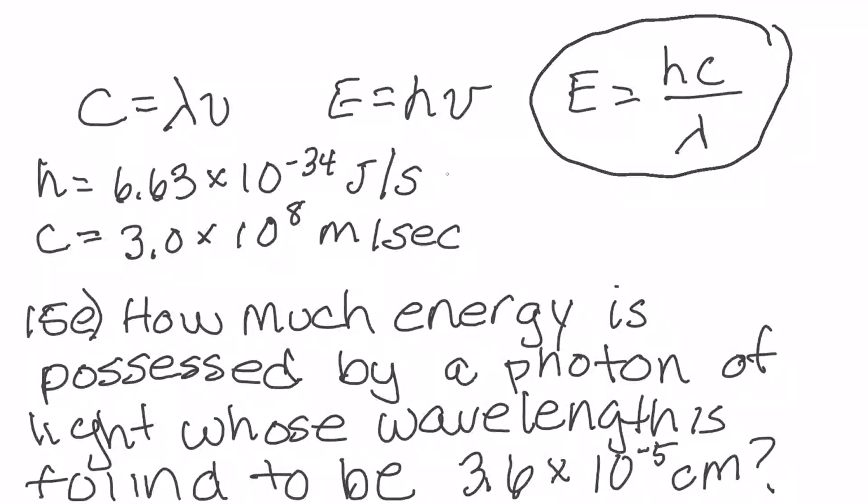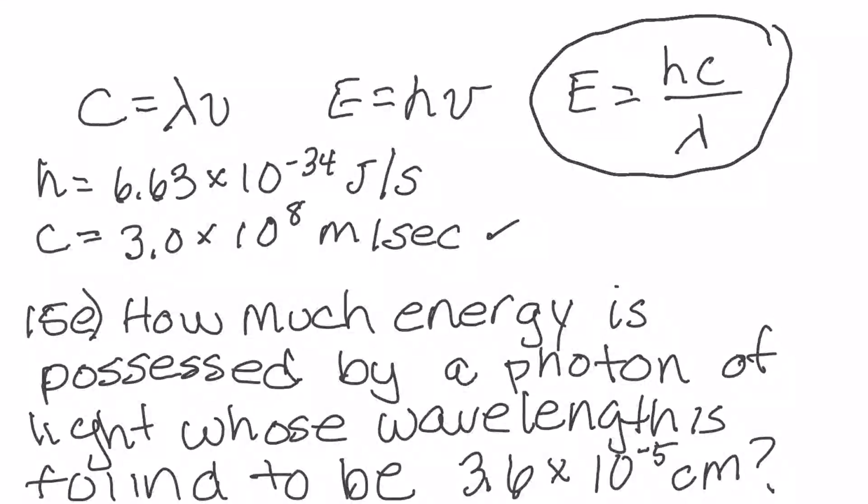And it also gives you Planck's constant, which is 6.63 times 10 to the negative 34 joules seconds, and it gives you the speed of light, 3.0 times 10 to the 8 meters per second. So how do I go about solving these problems? Let's do 15E together, and you can follow along with me.